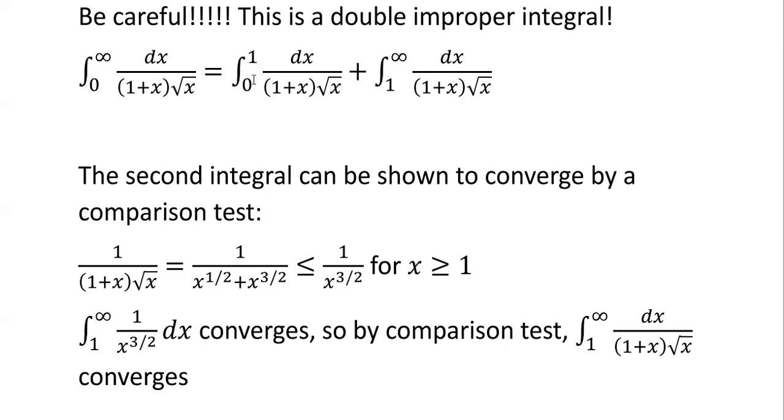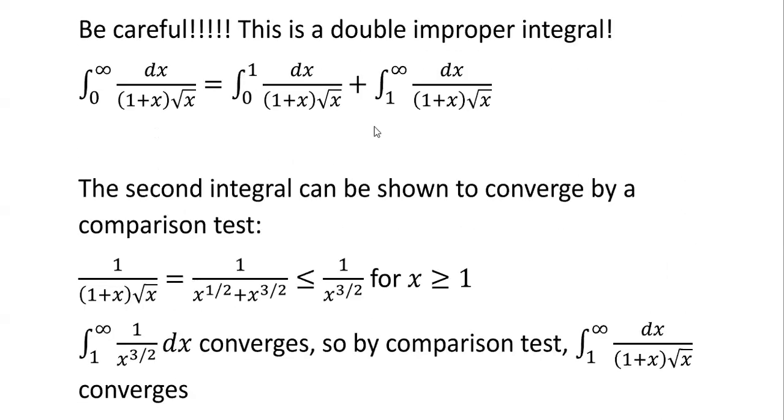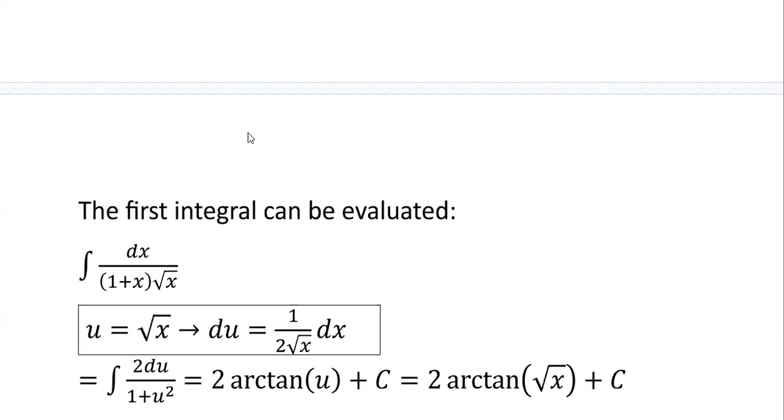How about this one? This needs to converge as well for the original to converge. So this is where I just chose to evaluate it instead of trying to figure out another comparison, because this one is not as easy to determine the comparison for. So I just chose to directly evaluate it. I did a substitution. U is square root of x. Du is 1 over 2 root x dx. So if I substituted, I would get this right here, which is the arctangent.